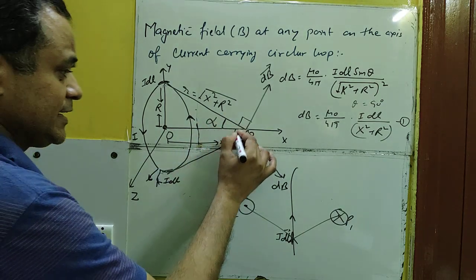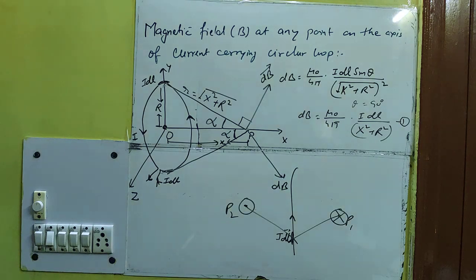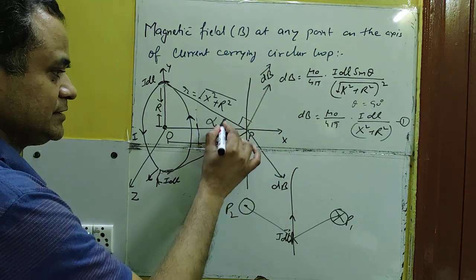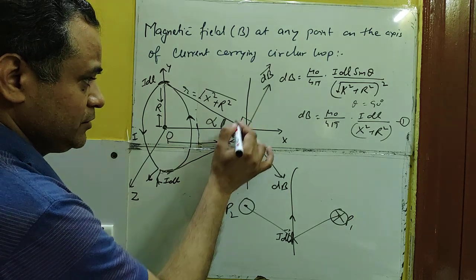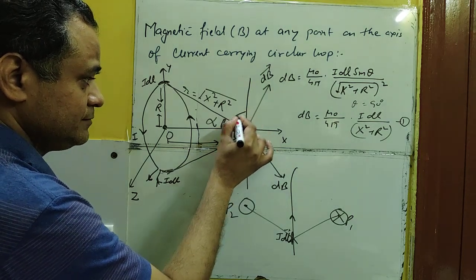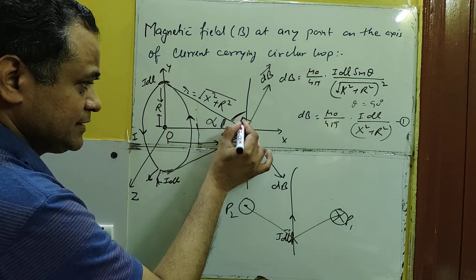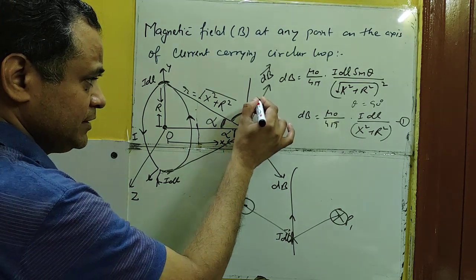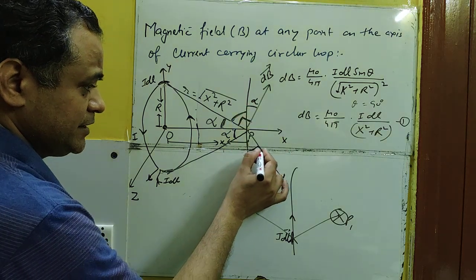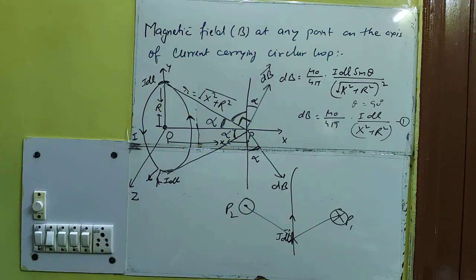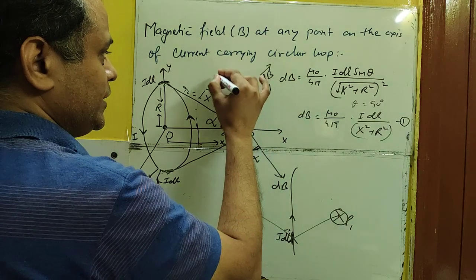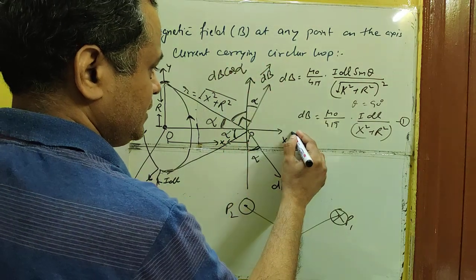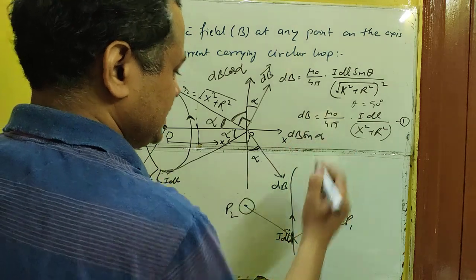Now assume that this angle is alpha. So by symmetry this angle is also alpha. Now this one is your y-axis. This angle is alpha, children. This is perpendicular, so this will be 90 minus alpha. We already proved that this angle is 90. So what about this one? Alpha. The same, by similarity, this is also alpha. So dB resolves into two components: dB cos alpha and dB sin alpha.